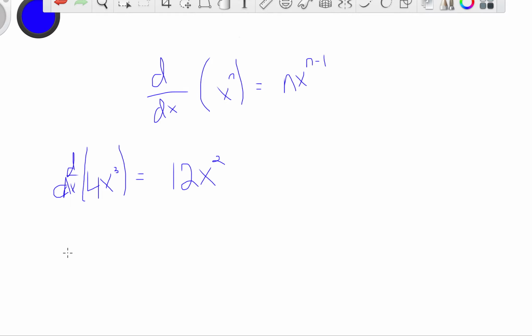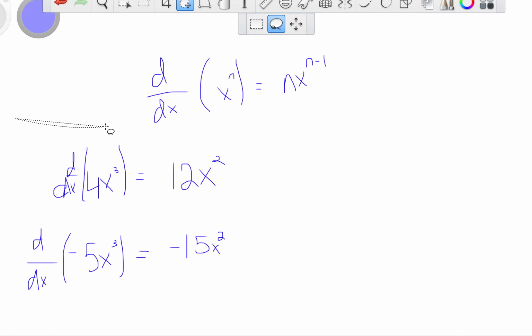Okay, let's do this one. Might be a little bit more tricky just because it's a negative. Negatives are always a little tricky. What's the derivative of negative 5x cubed, x to the third power? So remember, we're going to bring this n down, negative 15, because it's 3 times negative 5. I hope that made sense. Times x. And what's 3 minus 1? Oh, we know that's 2. That's just simple arithmetic. Simple algebra.